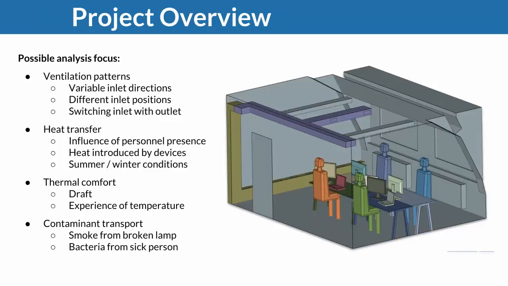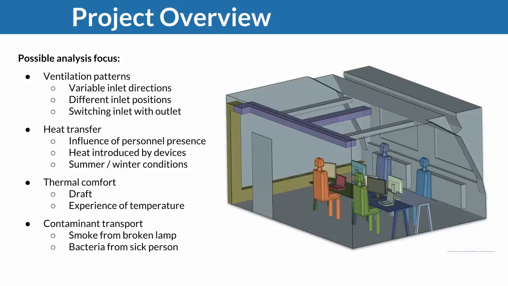Let's take a look at the overview of the project. This is an example geometry that I prepared. Let's think of what kind of simulations we could do on such an office space. Well, first of all, the ventilation patterns. This is pretty obvious. We want to see the inlet directions. We can decide where the inlets should be positioned.